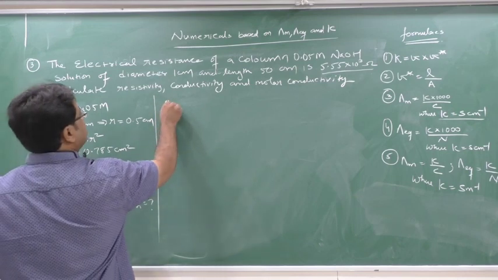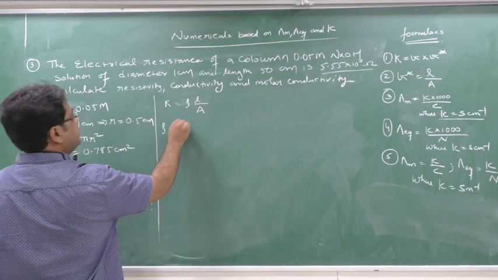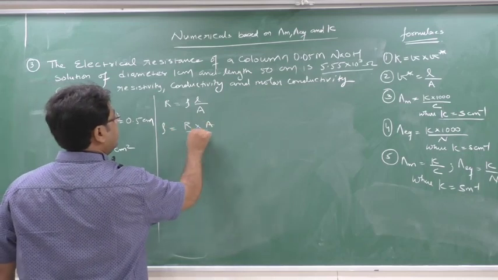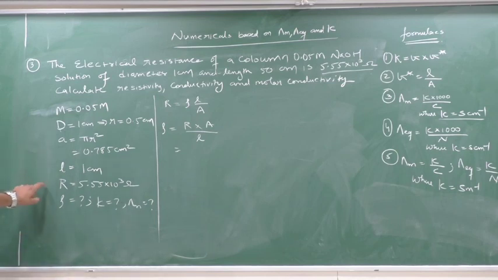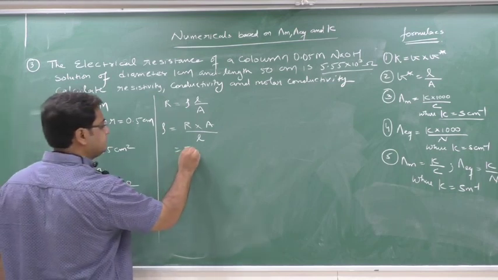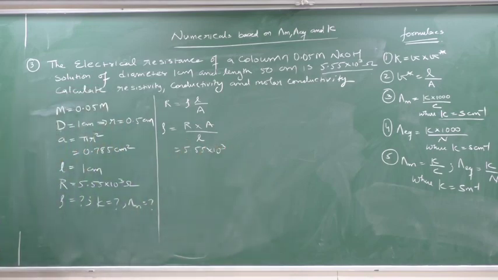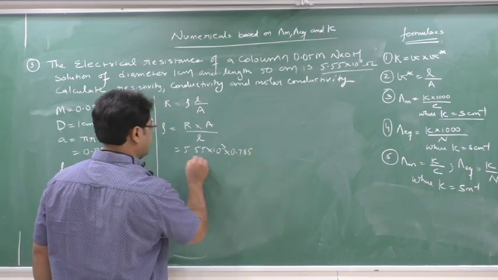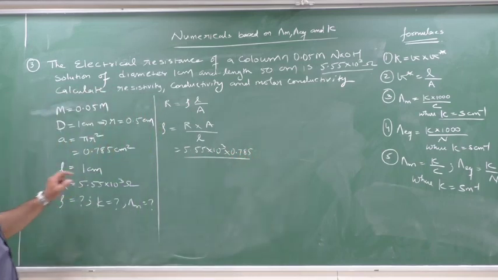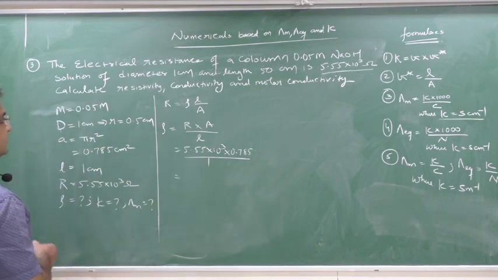So we know that R equal to rho L by A. So I need rho. Rho means R into A upon L. So see here students, R they have given how much? 5.55 into 10 to the power 3. Area also we have calculated, how much? 0.785 centimeter square, and length is also in centimeter. So here 1.